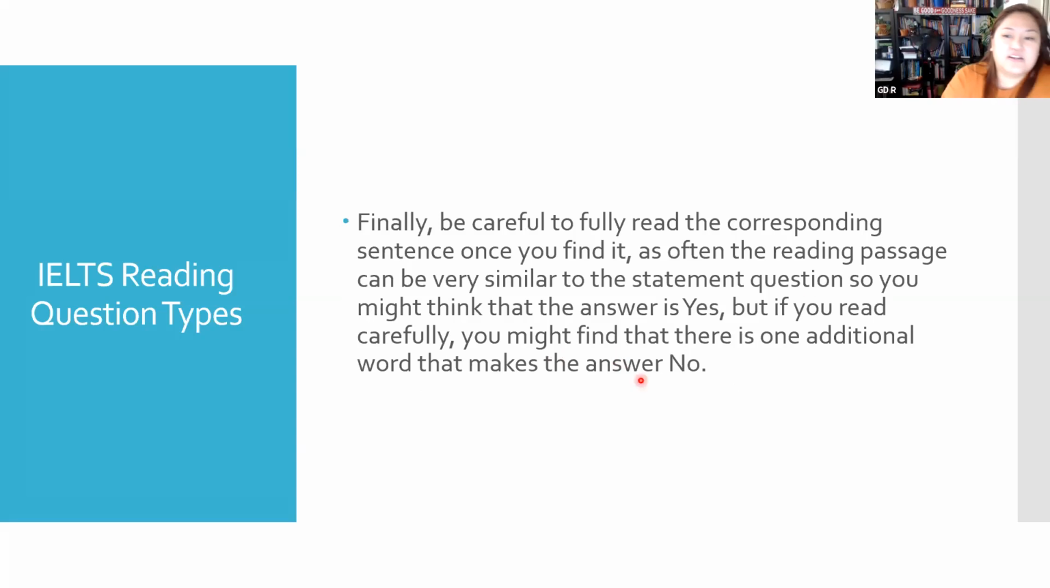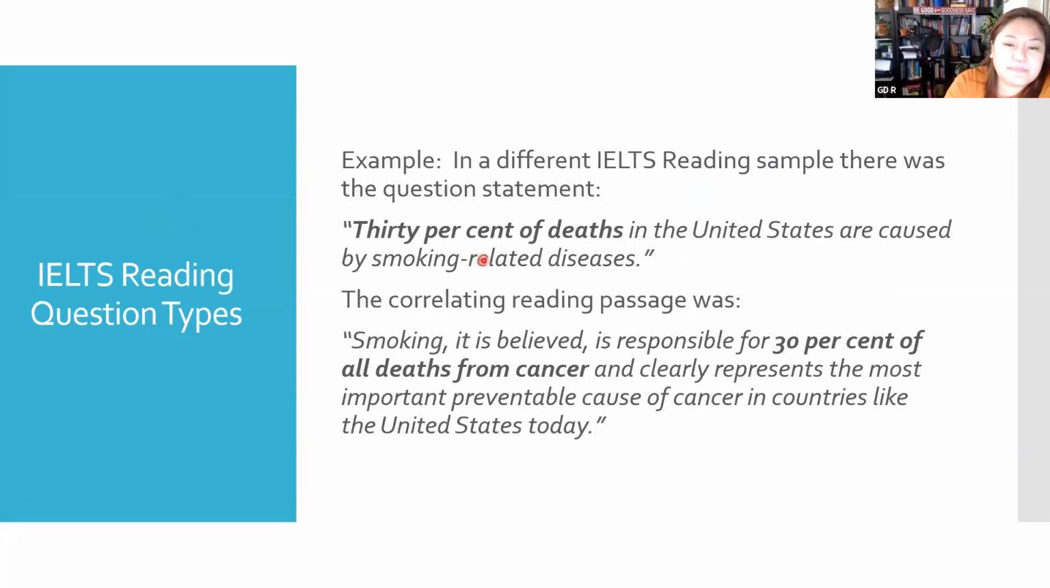So again, be careful. There would be some restrictive words that change or qualify the statement. So this is the example. The statement: 30% of deaths in the United States are caused by smoking-related diseases. And this is the passage: Smoking, it is believed, is responsible for 30% of all deaths from cancer and clearly represents the most important preventable cause of cancer in countries like the United States today. So is it a yes, no, or not given? Not given, class?